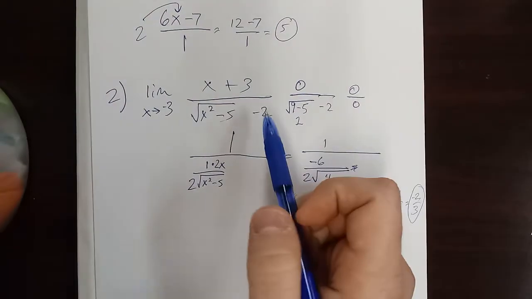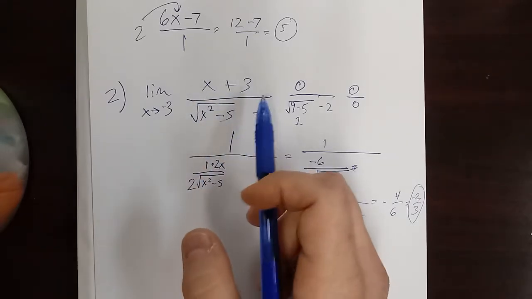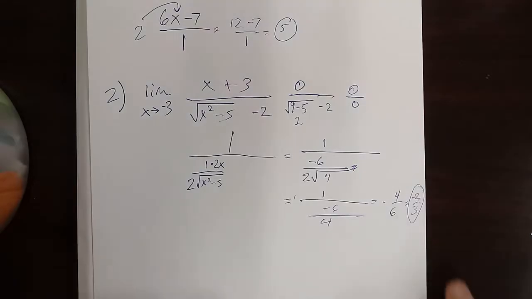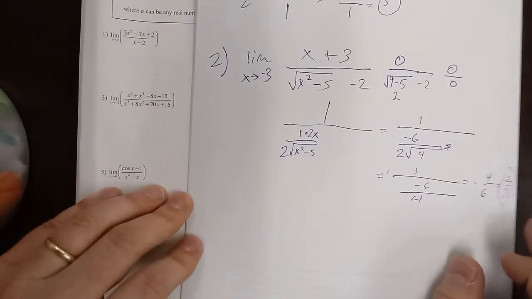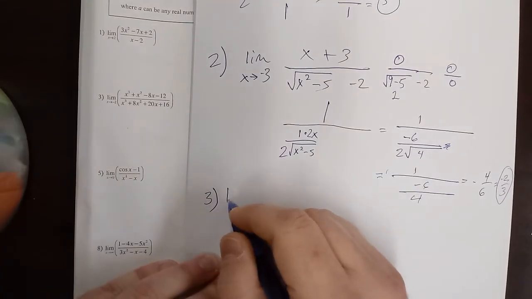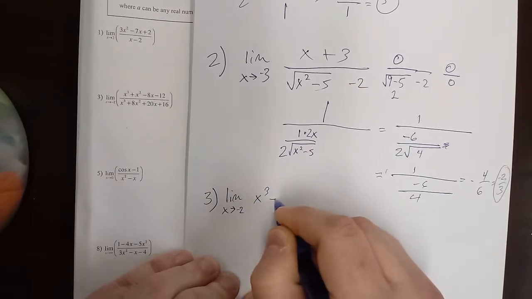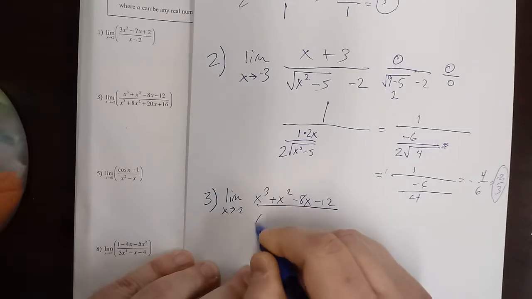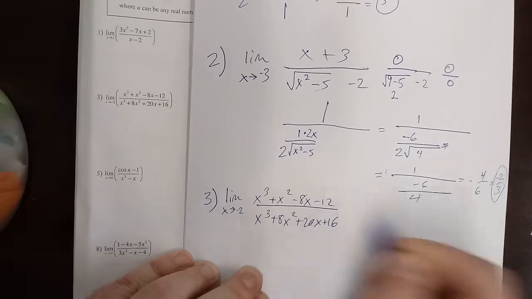So there is a technique to do this without taking the derivative, but it involves something called conjugation. And you might not remember conjugation from pre-calc, and we did not spend a lot of time on it this year. All right, let's see. Number 3, oh, big polynomial. The limit as x goes to negative 2 of x cubed plus x squared minus 8x minus 12 all over x cubed plus 8x squared plus 20x plus 16.